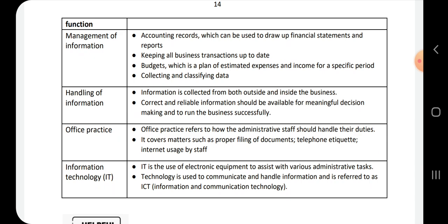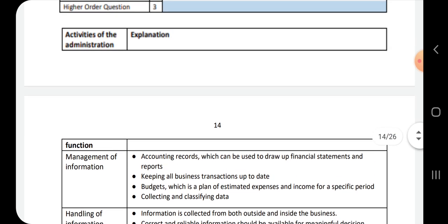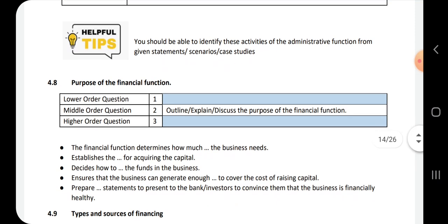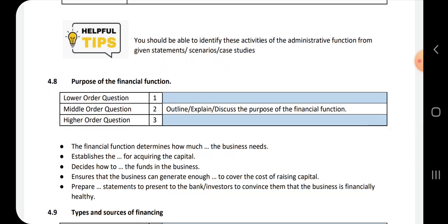And here are the explanations on your right hand side. You're very bright students, so it's just for you to know and explain. What is management of information? It is recording and keeping all business transactions up to date. Handling is where information is collected from both outside and inside the business. It's very easy. You should be able to identify these activities of the administration function from given statements, scenarios, and case studies.